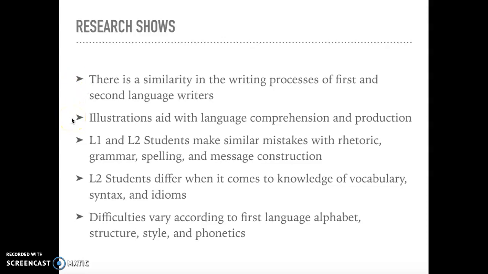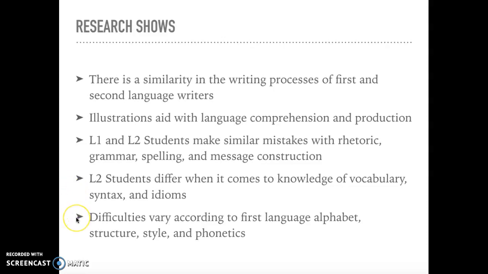Illustrations aid with language comprehension and production, whether that is images in books or images with texts, or creating images as they are writing. L1 and L2 students make similar mistakes with rhetoric, grammar, spelling, and message construction. So it is good to know that all of our students will be struggling with this, no matter their language proficiency. L2 students differ, though, when it comes to knowledge of vocabulary, syntax, and idioms. So this is something that we might need to focus on more specifically with these students.